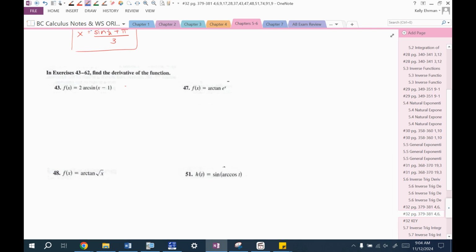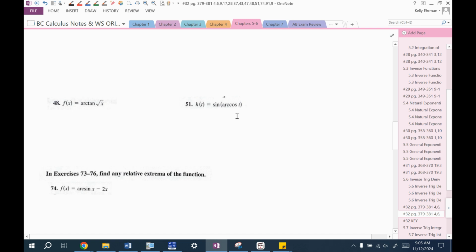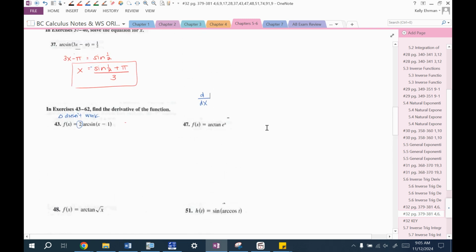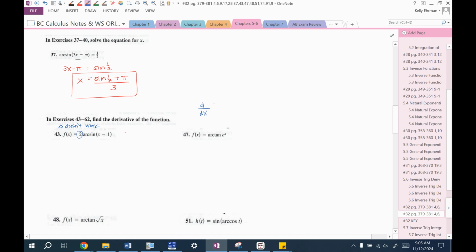Okay, now on to calculus. Find the derivative of the function. So remember, you could draw a triangle except for number 43. When you have a number out in front, the triangle doesn't work, or if it does work, it doesn't work easily. So I'm going to remind myself, what are the two derivative formulas I need? See how it's arcsine and arctan? I do have an arc cosine in here, which I guess I'll have to look up. But yeah, let's just write down the arcsine and arctan formulas.